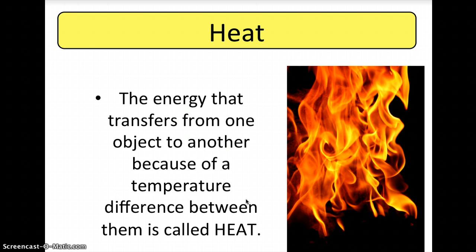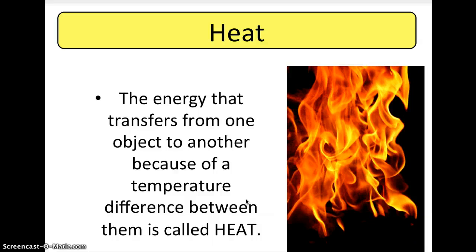So now we can define heat. I want to define heat as the energy that transfers from one object to another because of the difference in temperature, or because of a temperature difference between them. We're going to call that heat. So when we think about heat, don't think of it as a substance, don't think about it as a material, and certainly don't think about it as something that an object has. It's kind of the energy that is in transit or being moved from one object to another.